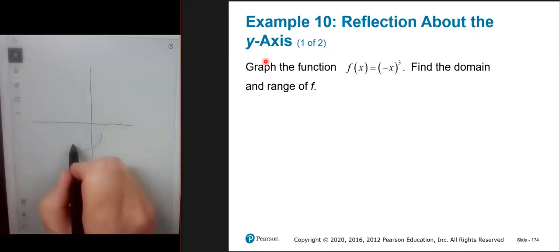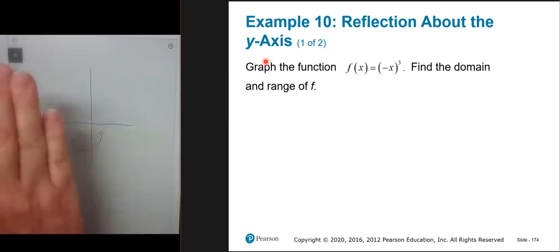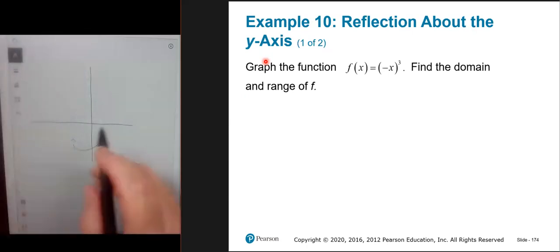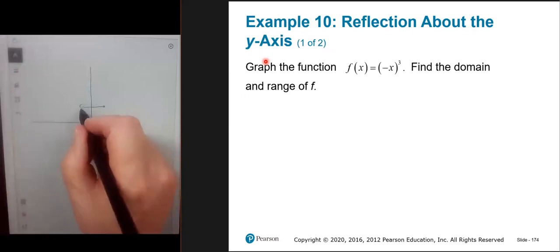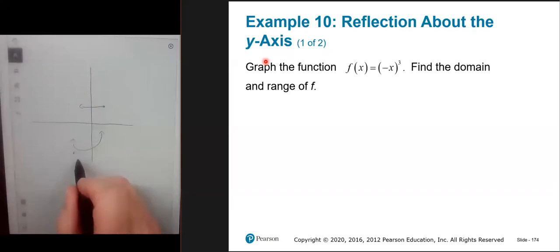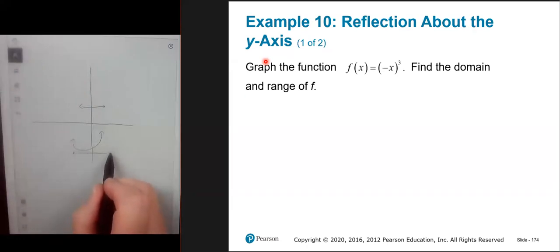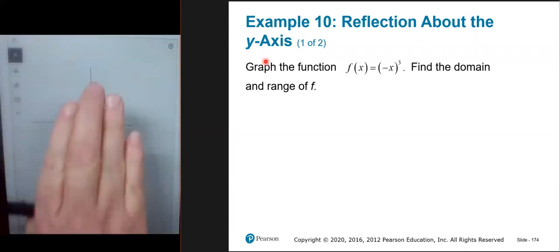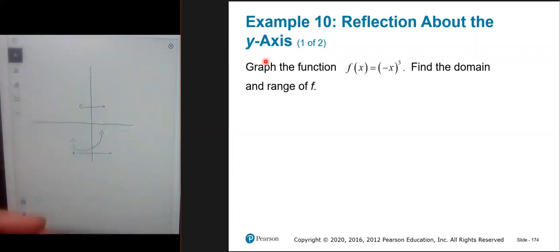So now I'm flipping this way. If it was on the left, now it's on the right of the y-axis, and if it was on the right of the y-axis, now it's on the left. So this point gets moved over to here, and this point would be moved over to here. So the mirror image happens left to right, where with the other one, the mirror image happened up and down. So here I'm changing the sign of my x's.